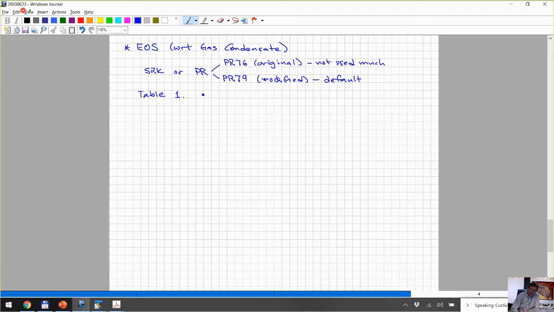So table 1 is the component properties. It's the name of the component, nitrogen, etc., molecular weight, TC, PC, acentric factor, and the so-called volume shift factor, either dimensionless, S, or with dimensions, C. Those are the required properties you need for the equation of state. And then table 2 is the so-called binary interaction parameters.